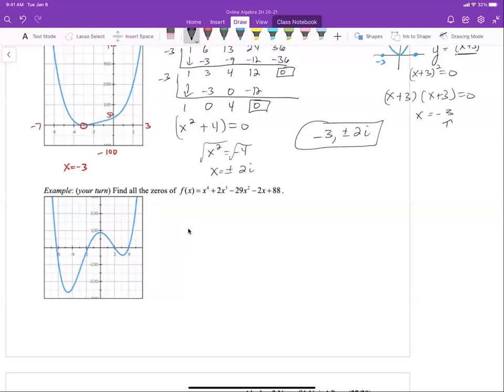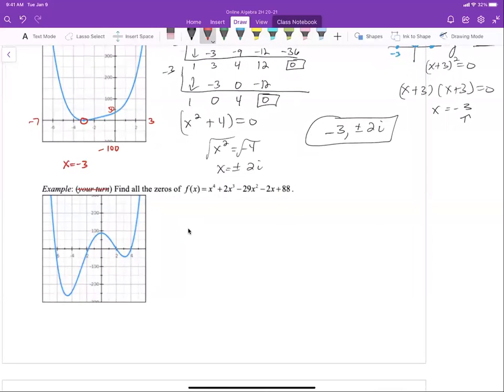Okay, next. Here is my graph. If you would have plugged that in, so this is one for your turn. So if I were you, I would go ahead and pause your video, enter this into your calculator and try this on your own. All right, welcome back.